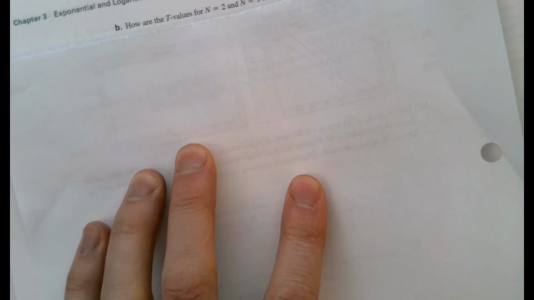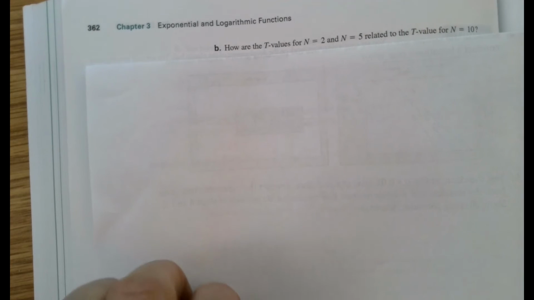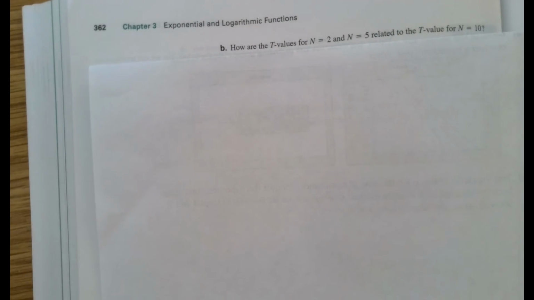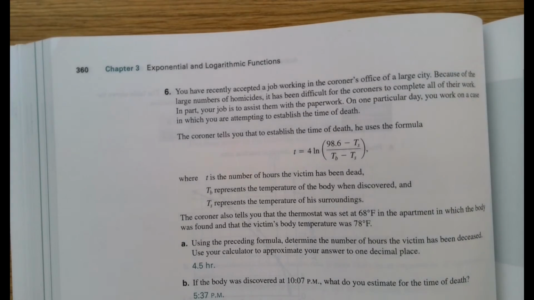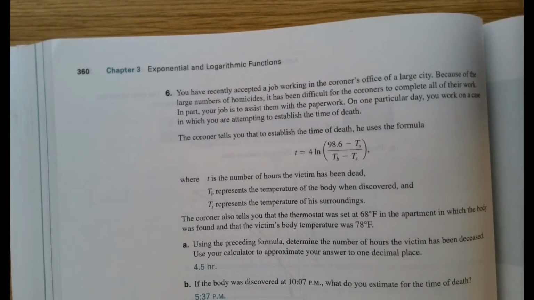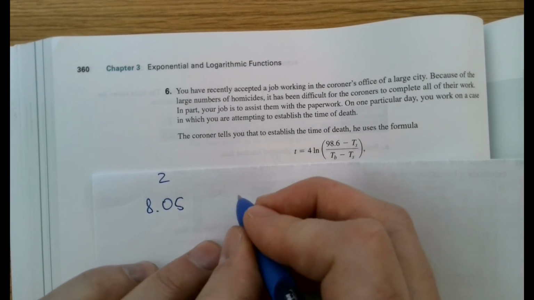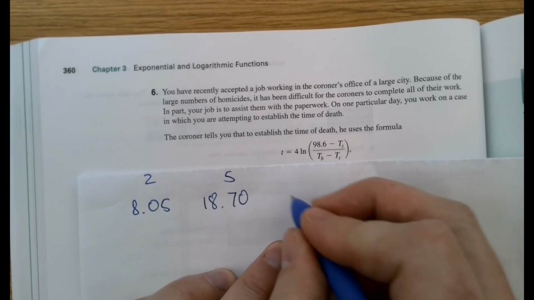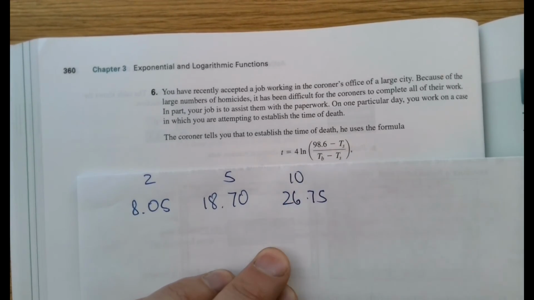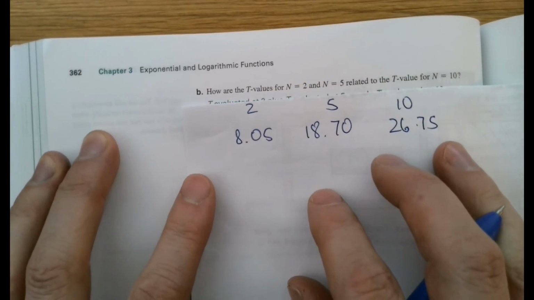So now we're asking, how are those values for n equals 2, 5, and 10 related? What's the relationship between those values? So let's look very closely at them. I'm going to rewrite them from the previous page. So we had 8.05 for 2, 18.70 for 5, and 26.75 for 10. And let's just take a look at what's going on for each one.